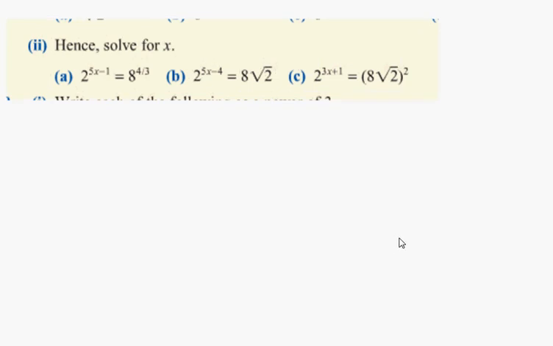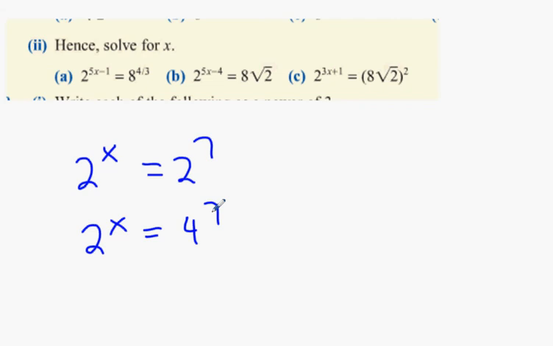These type of questions here. What happens with these questions is that if I gave you something on a really easy level, if I said 2 to the power of x equals 2 to the power of 7, what would you tell me that x is equal to? 7. If I said 2 to the power of x equals, I don't know, 4 to the power of 7, could you say x equals 7?